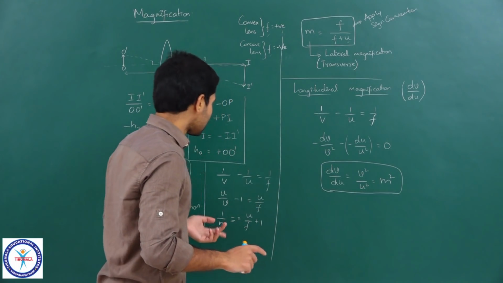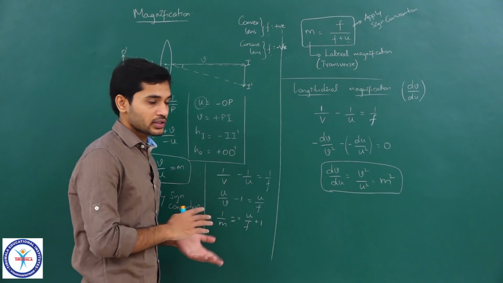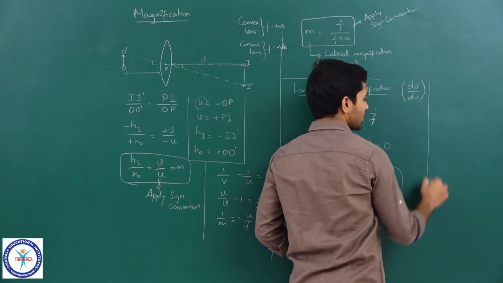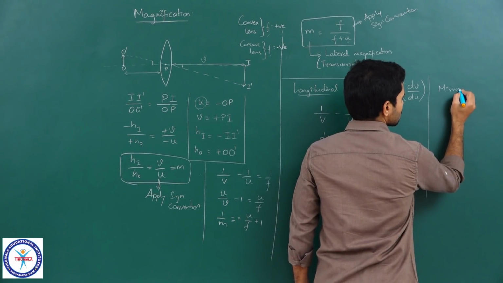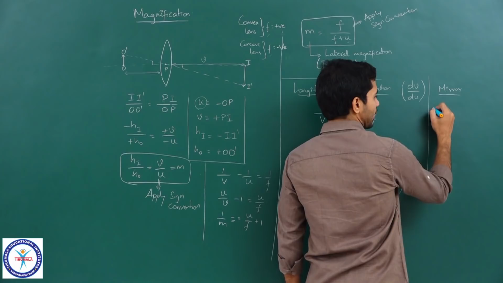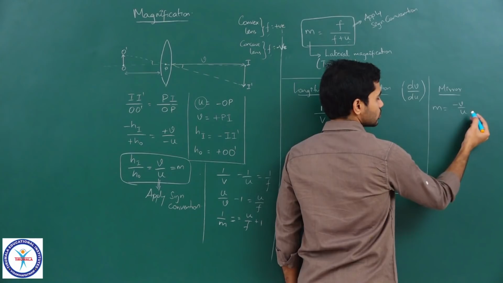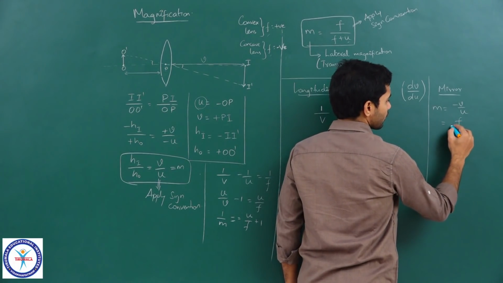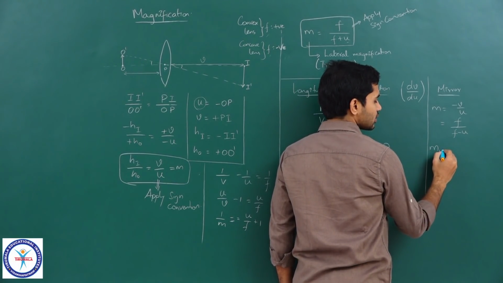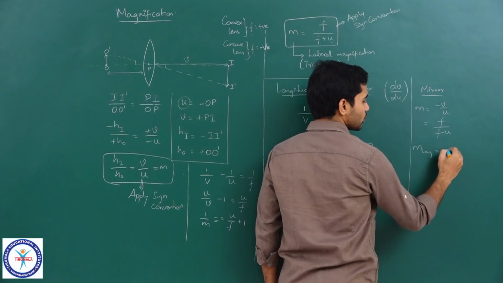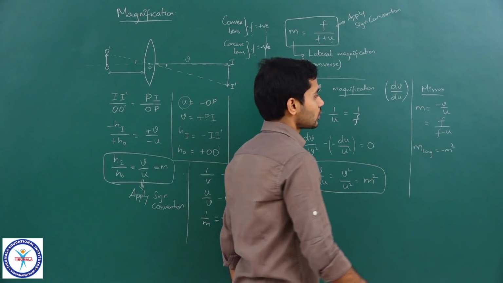In the case of mirrors, I will give you a brief difference between the mirror scenario and here. Let me write it separately over here, it will be clear for you to understand. In the case of mirrors, the formulae which we derived for magnification are minus v by u, which can also be written as f by f minus u, and longitudinal magnification in that scenario is minus m square, correct. These are the results which we got in the case of mirror.